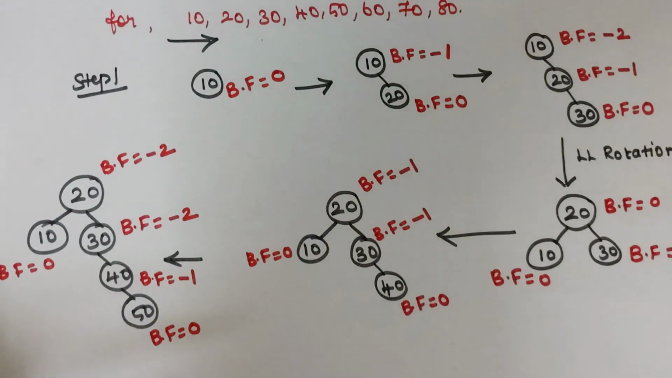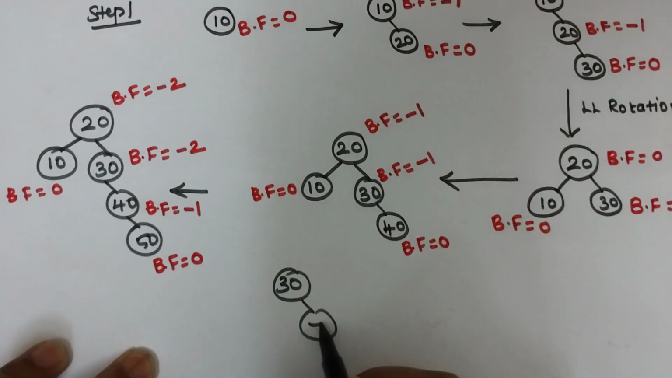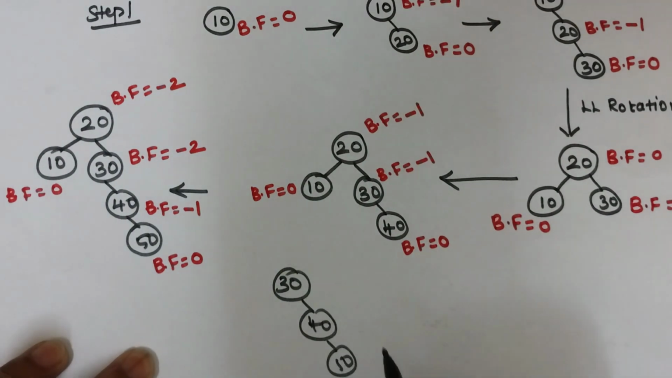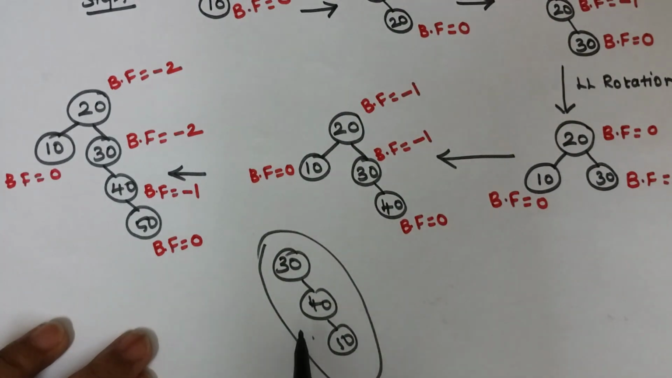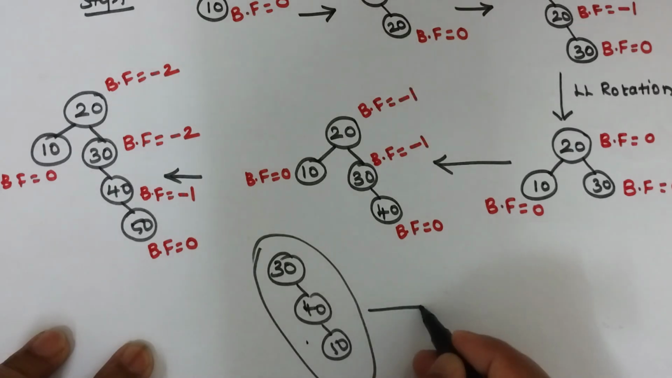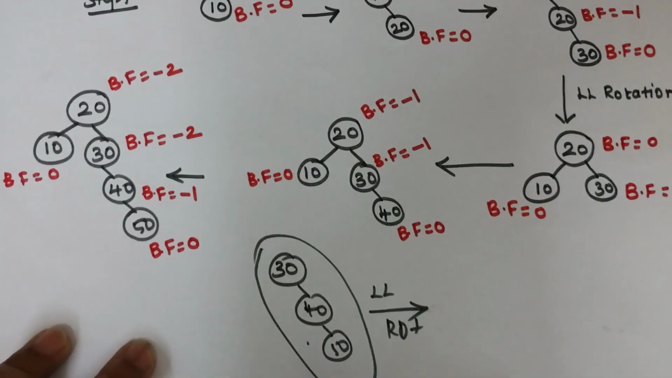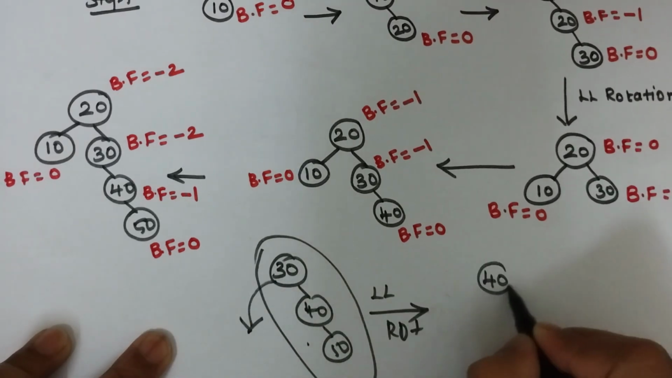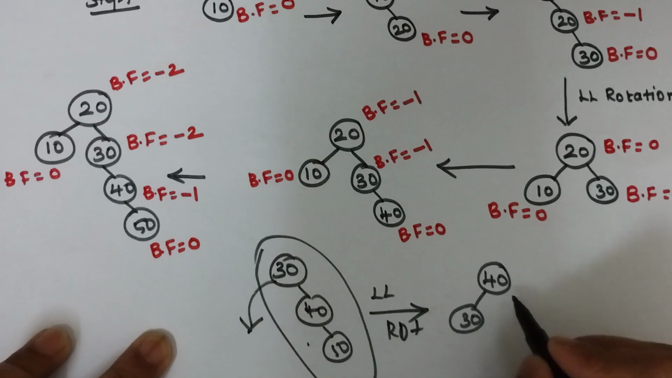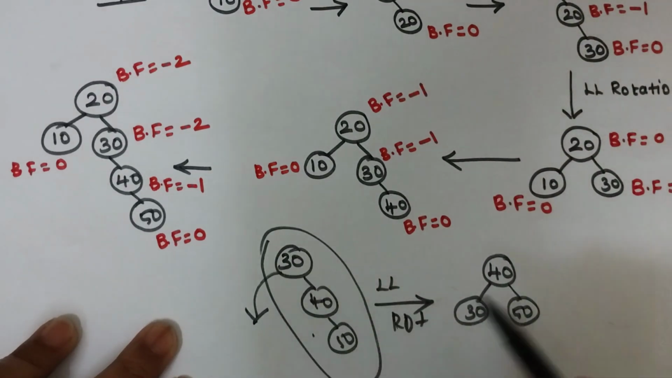Okay, so if you take the structure 30, 40, 50. So this is what the structure. So 30, right side 40 and 50. And if you observe, this structure is right skewed. If it is right skewed, we need to apply single left rotation. So if we apply single left rotation, that is LL rotation, then the final tree structure will be, so this 30 moves towards left side and after that we will get 40, left side is 30 and right side is 50. So after performing single left rotation, this will be the resultant tree structure for this one.